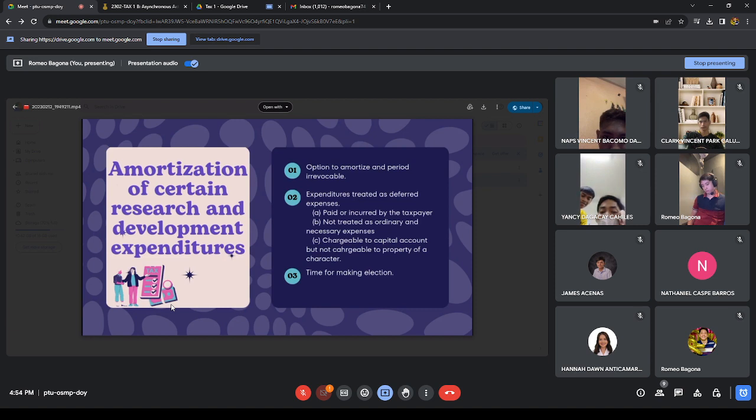In computing taxable income, the deferred expenses will be allowed as deduction ratably distributed over a period of not less than 60 months as may be elected by the taxpayer, beginning with the month in which the taxpayer first realizes benefits from such expenditures.